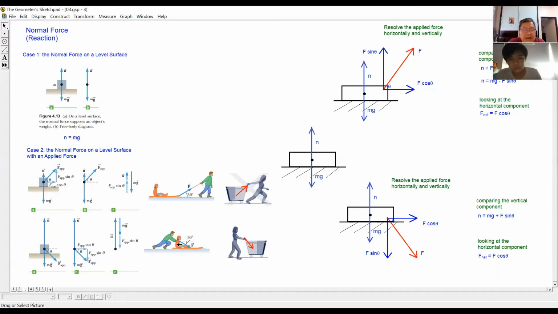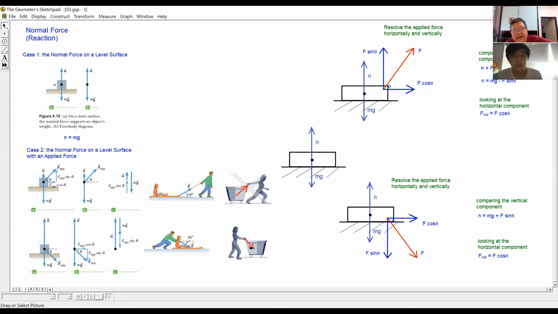Now, in the second case, there is also an applied force. The man is pushing the boy. He's pushing downward a little bit, not exactly vertically down, but at an angle. So this man is pushing the boy, and the normal reaction between this boy and the surface is different. It's no longer N equals mg. So we're going to see what is the difference.